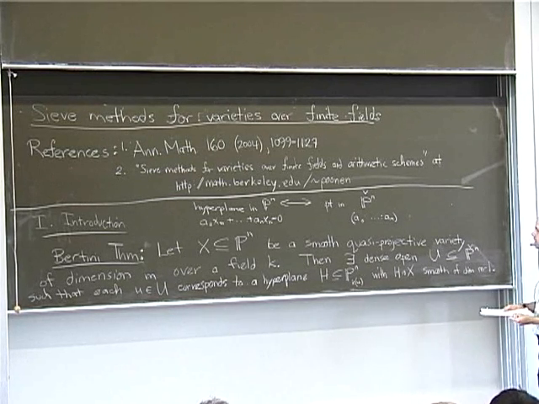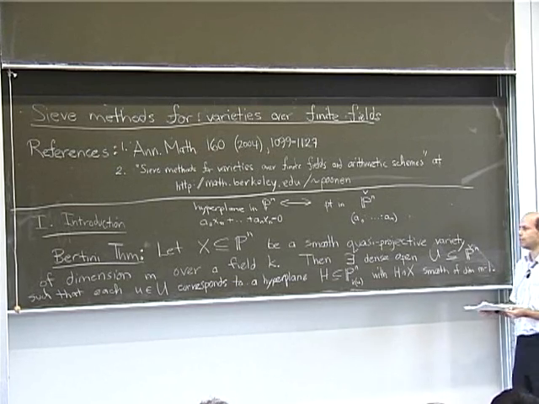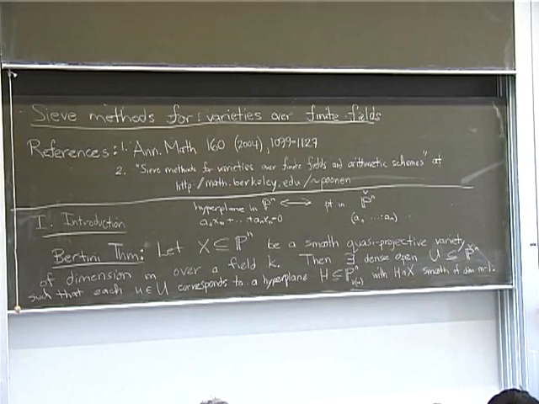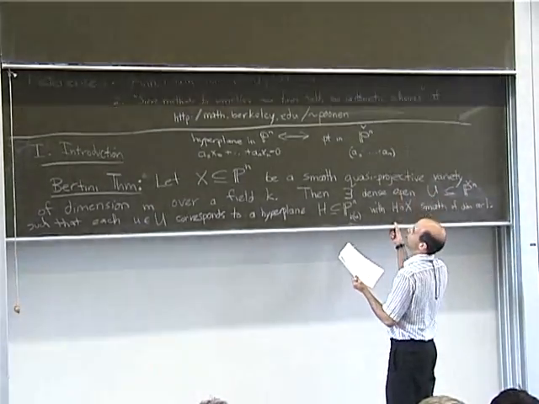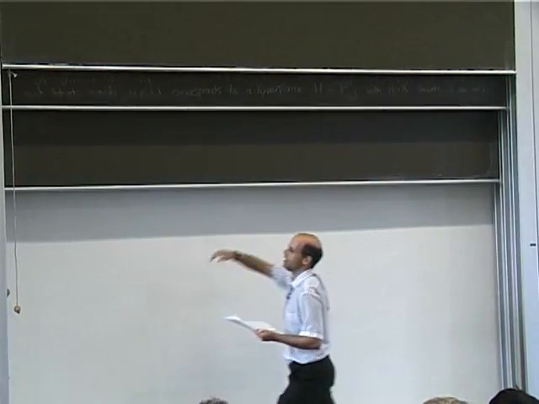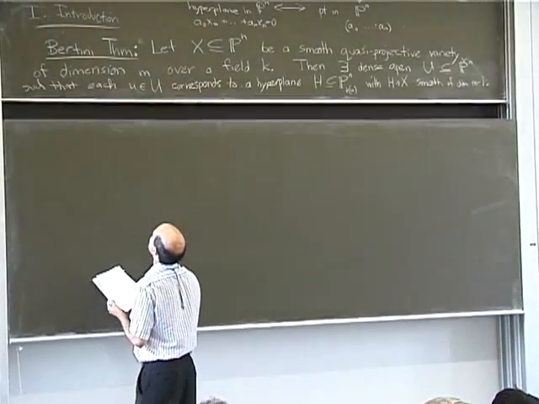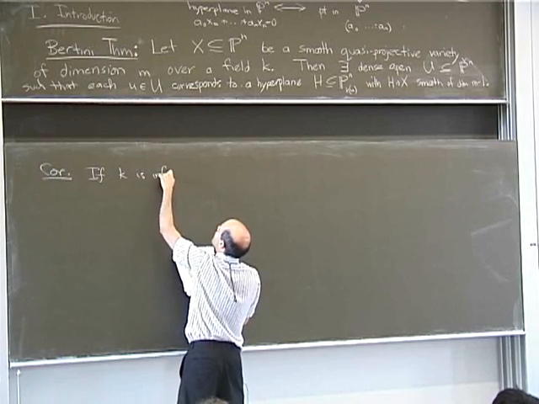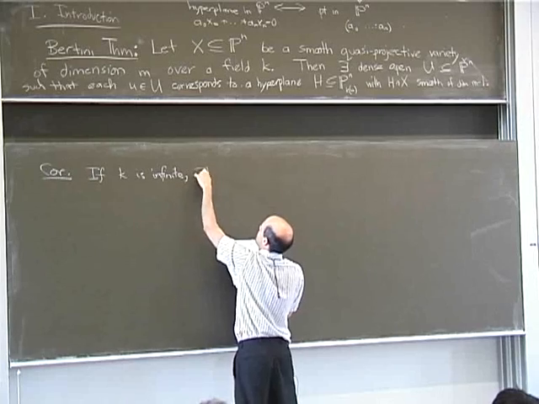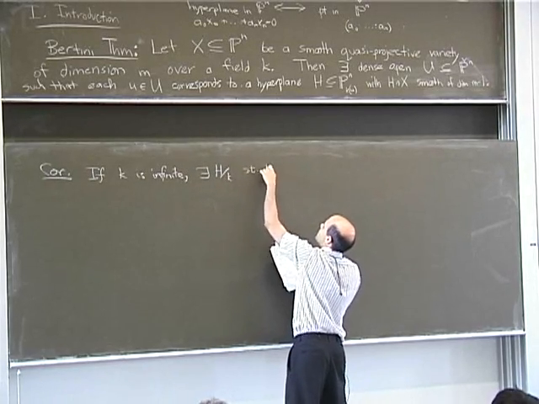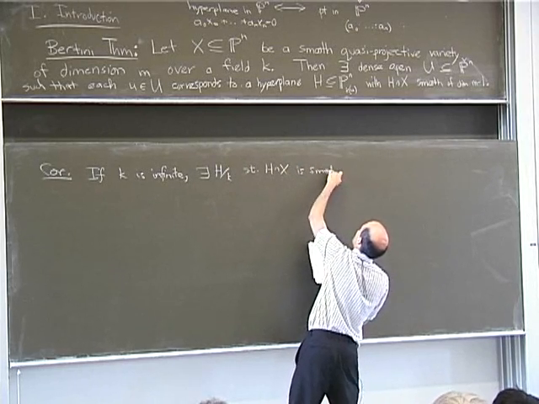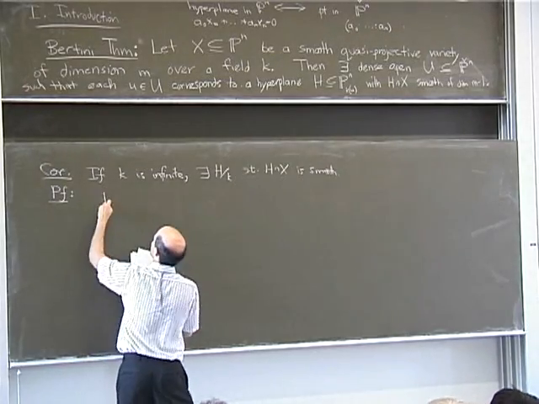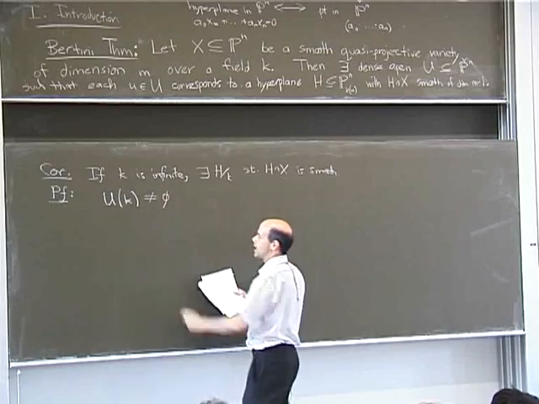Now, given that you have this dense open subset, can you actually find a hyperplane that's good, in the sense that it cuts X smoothly, defined over the same field K? For this, if K is infinite, then there's no problem. You can say yes, there exists an H defined over K such that H intersect X is smooth. And the proof is simply that the K-rational points are dense in the projective space. So in particular, U must have at least one K point.